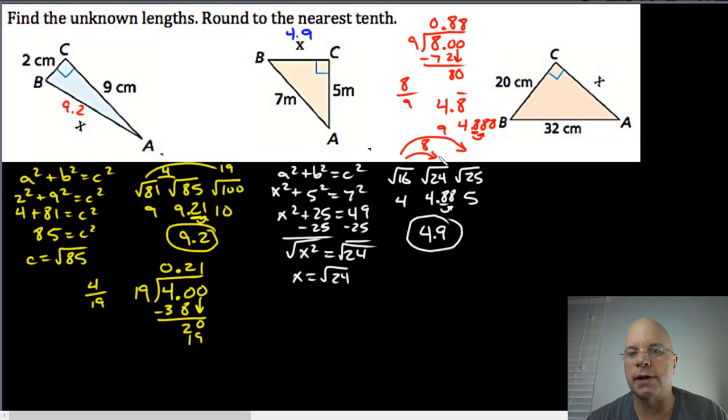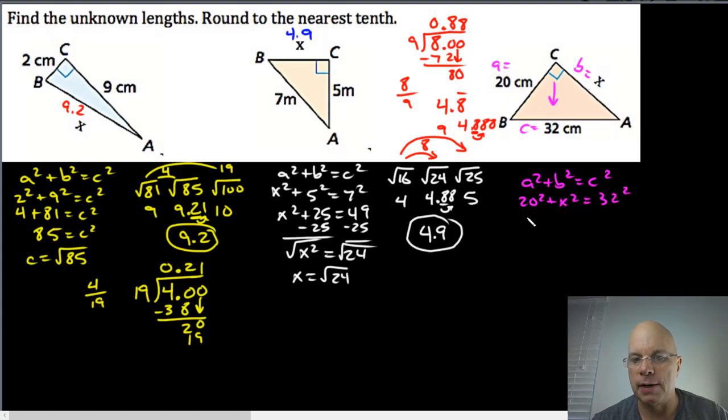This final triangle, again, we have the hypotenuse and one leg, but not the other leg. Don't forget the legs form the right angle. So even if the hypotenuse is shown horizontally like it is in this picture, it's still the side opposite the right angle, so it's the longest side. So C is 32 in this case. We can call this A and we can call this B. So A squared plus B squared equals C squared. 20 squared plus X squared equals 32 squared.